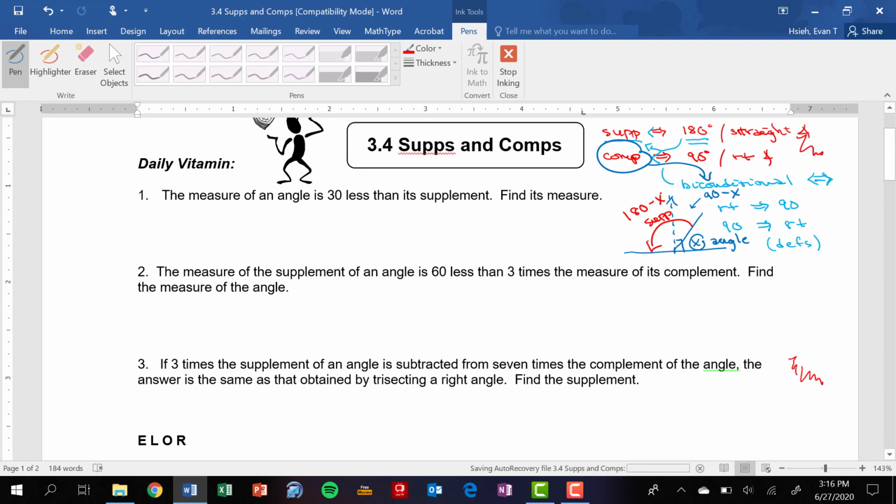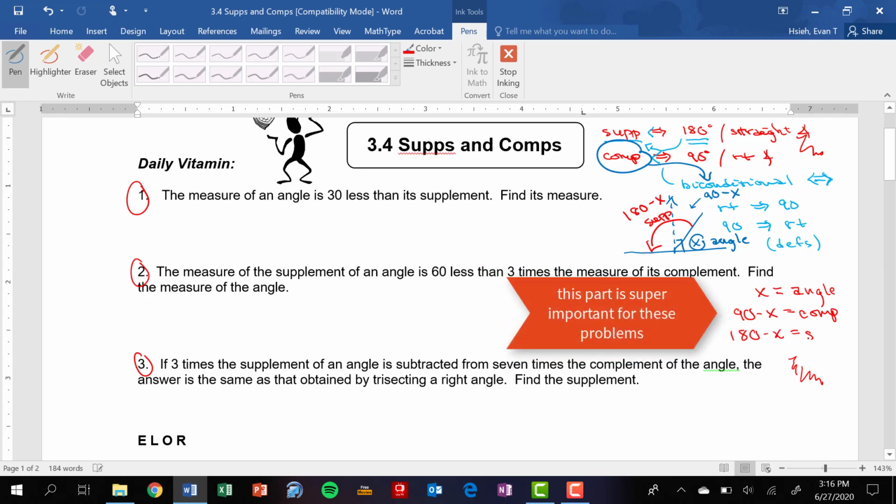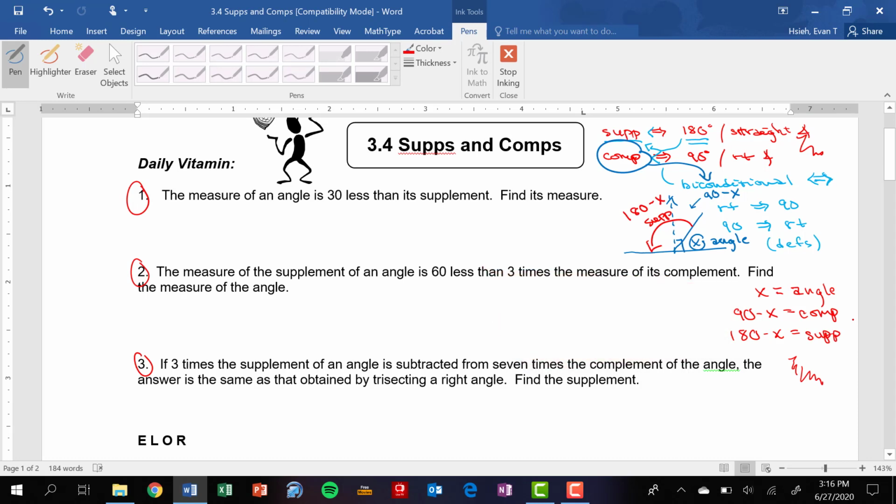So whenever I'm doing one of these word problems, in 1, 2, or 3 here, when I see the term angle, I'm going to use X. When I see complement, I'm going to use 90 minus X. And when I see the word supplement, I'm going to use 180 degrees minus X. So here's what I mean by that. When you're doing these word problems, the best way I've figured out over the years is to translate these very directly.